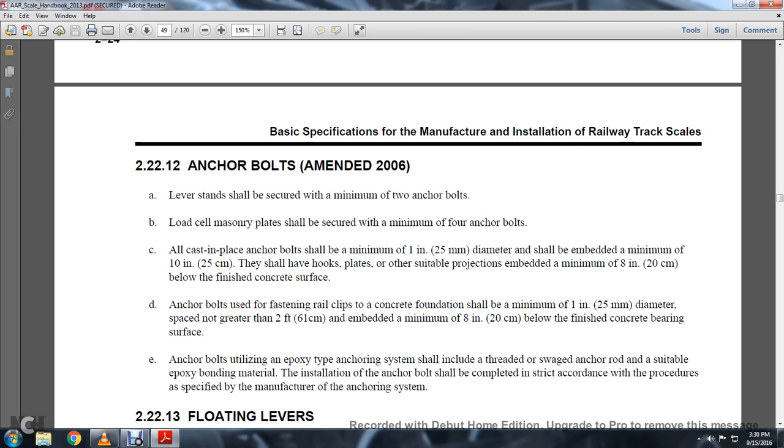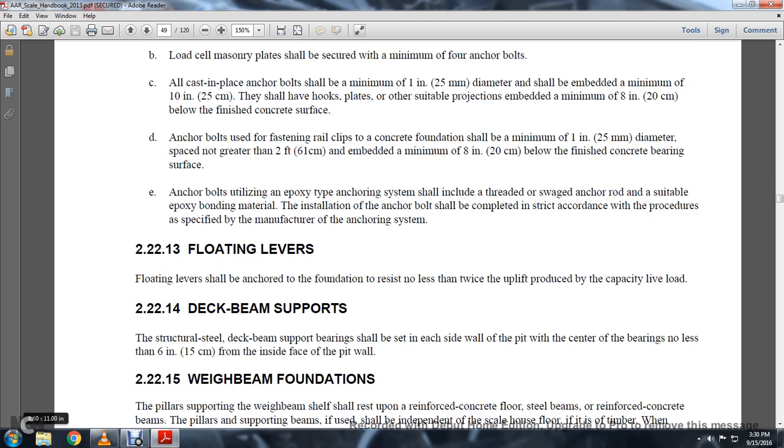Anchor bolts utilizing an epoxy anchor system shall include the threaded anchor rod, suitable epoxy embedding material, and installation of the anchor bolt, and shall be completed in strict accordance with the procedure specified in the manufacturer's anchoring system.